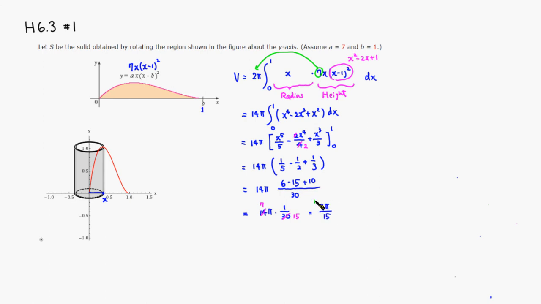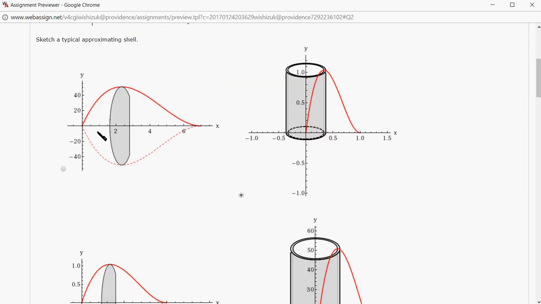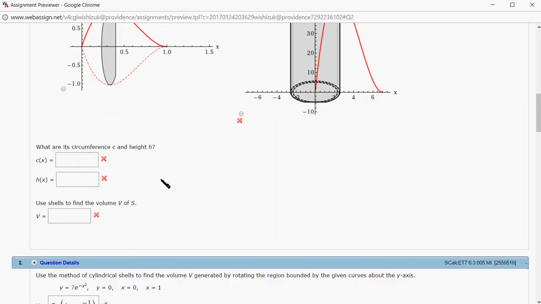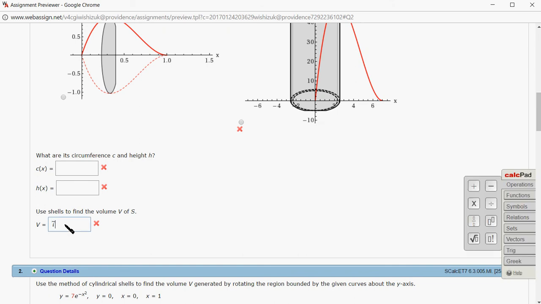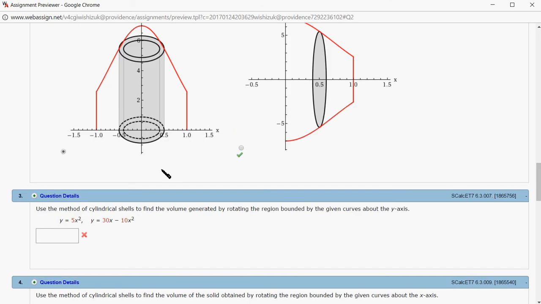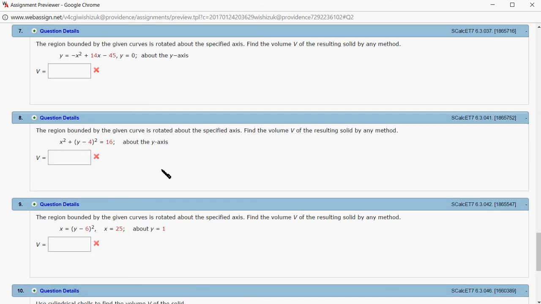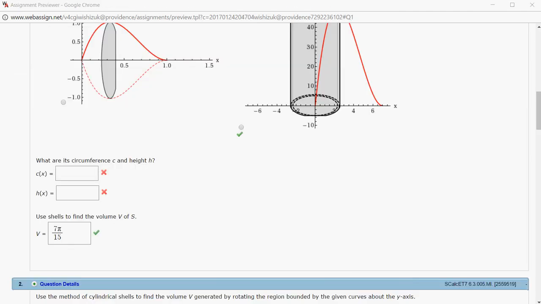So that's the volume of the solid of revolution we are interested in. Let's double check the answer. The volume is 7 pi over 15. Let's just go ahead and check the answer first and submit for testing. It came back and we got the volume correctly.